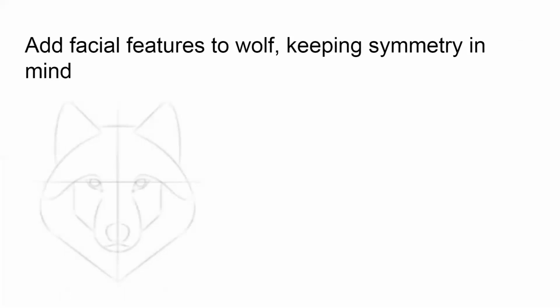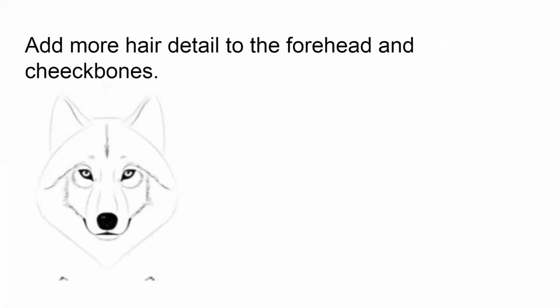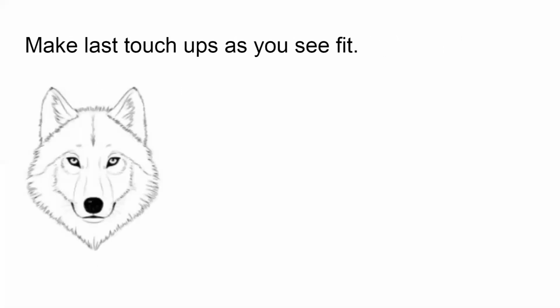Next, add facial features to the wolf, keeping symmetry in mind. Then the student would take the next step, put that picture in. Then, hey, add details to facial features and foundation for hair. That's the next one. And then accentuate the snout and eyes with a Sharpie marker, so on and so forth. Add more hair detail to the forehead and cheekbones. Add hair details to ears and chin. And then make last touch-ups as you see fit.